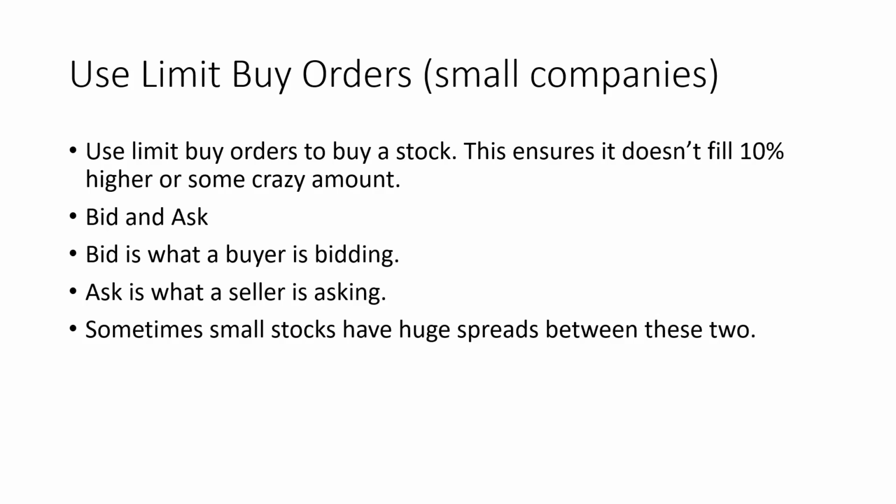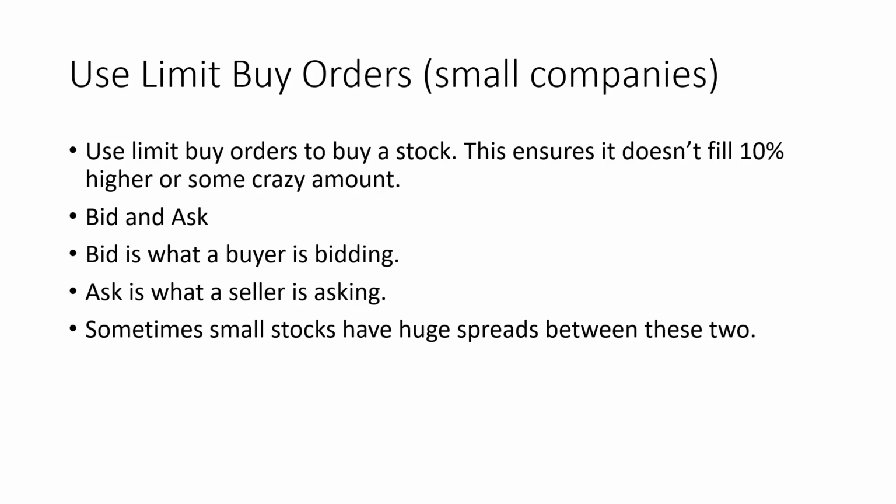You've got a bid price and you've got an ask price. The bid price is what the buyers are bidding at. The ask is what the seller is asking. When you see that and you put in your order, you can put it at the ask price if that is what you're willing to pay. A bid is what a bidder is paying. An ask is what the seller is asking for.